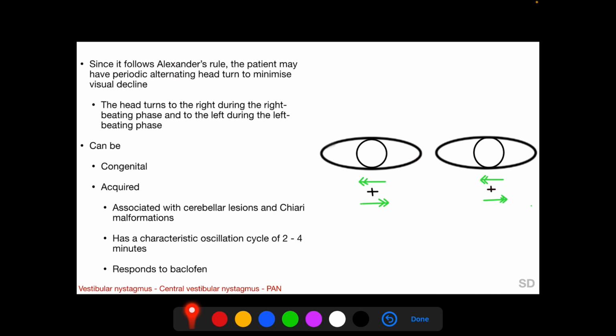Periodic alternating nystagmus can be congenital or acquired. An acquired PAN is associated with cerebellar lesions and Chiari malformations. Acquired PAN has a characteristic oscillation cycle of 2 to 4 minutes. And unlike other forms of nystagmus, periodic alternating nystagmus has a very specific and effective treatment in baclofen.